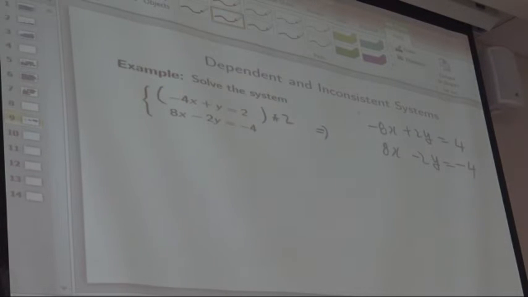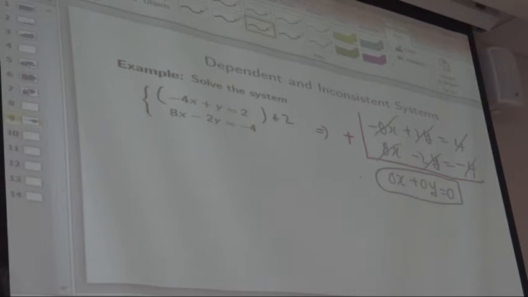Now let's add them together. When I add them together, I have negative 8x and plus 8x, plus 2y and negative 2y, and plus 4 and negative 4. So all the components cancel out, which is 0x plus 0y equal to 0. Isn't it?